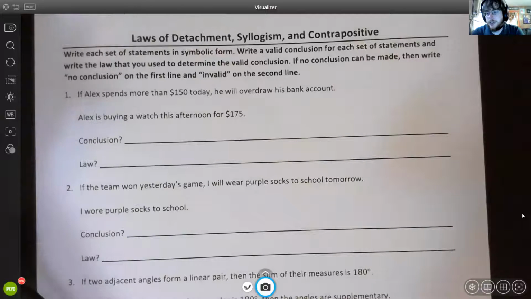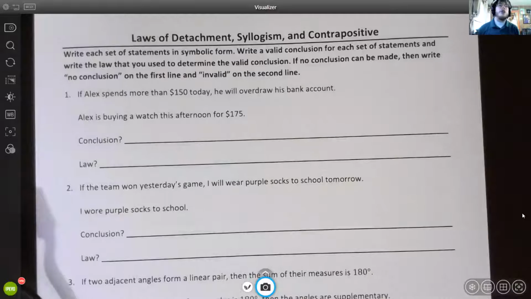So this is what we covered in class, and the main thing is I wanted to make sure that everybody understood how to use detachment and syllogism in order to determine whether a conclusion would be valid. And the main thing we're going to make sure we do is, if we're having trouble just looking at it, we're going to put all of our statements into symbols, okay? And then from our symbols, we can use the properties for the laws of detachment and syllogism and then go from there. So let's look at number one.